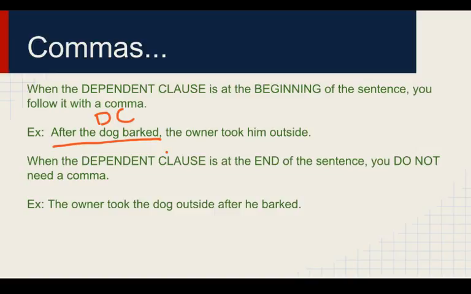Now, when the dependent clause is at the end of a sentence, you don't need a comma. For example, the owner took the dog outside after he barked. After he barked is still a dependent clause, but because it's at the end of the sentence, we do not use a comma.